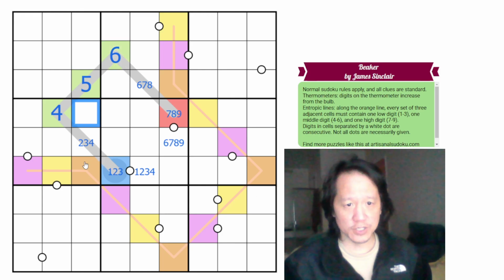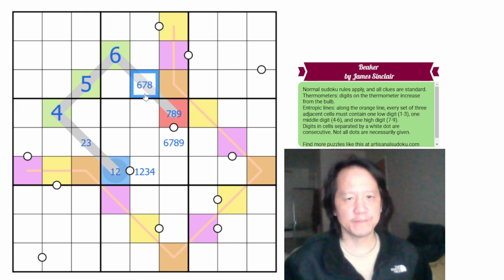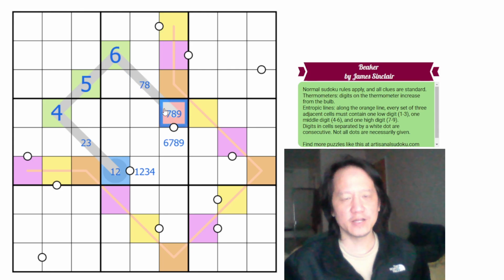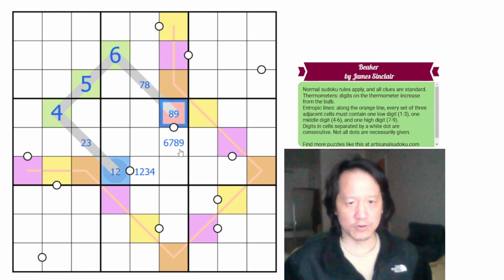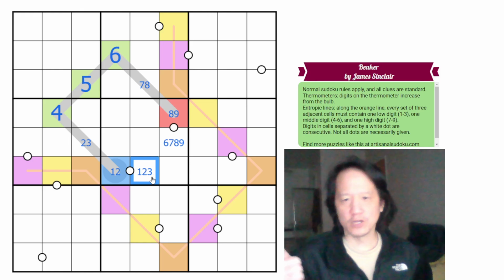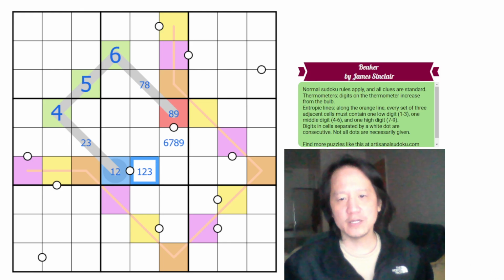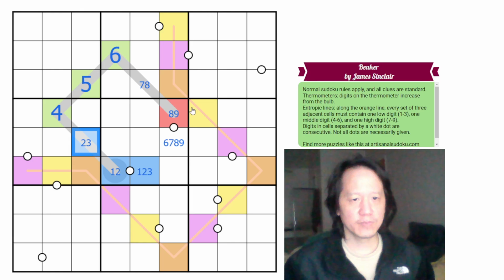the middle digit. This can no longer be 4, so this is 2 or 3. This can't be 1. This can't be 3 now because this has to be smaller than this. This can't be 6, so this is 7 or 8, which means this has to be 8 or 9. 1 and 2 can only be next to 1, 2, or 3, right? 1 can only be next to 2, 2 can be next to 1 or 3. So that works that way, which means this is a low digit, and this is low too.